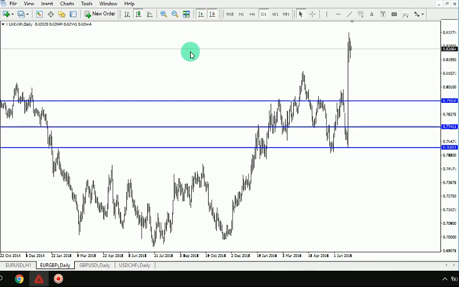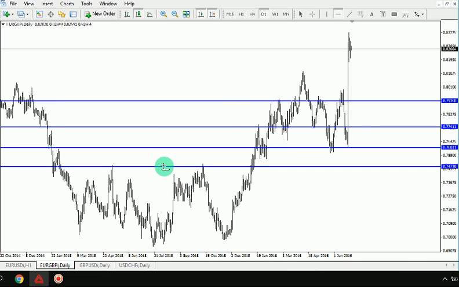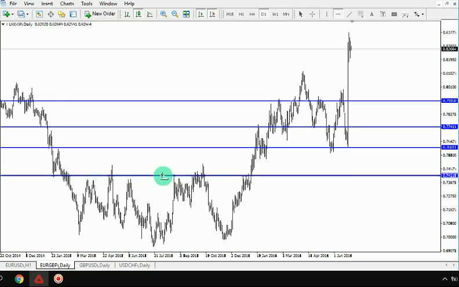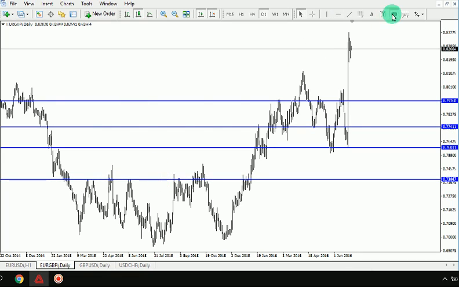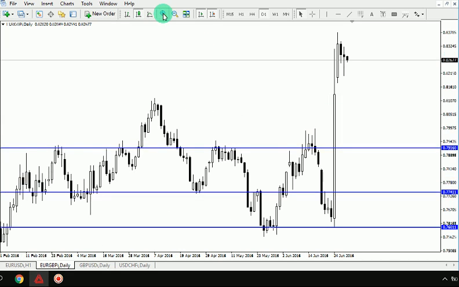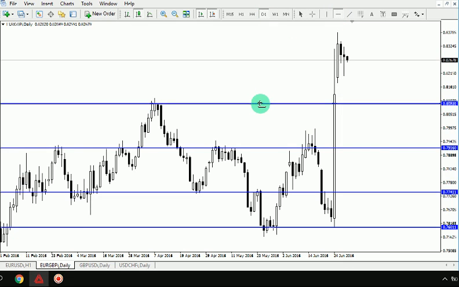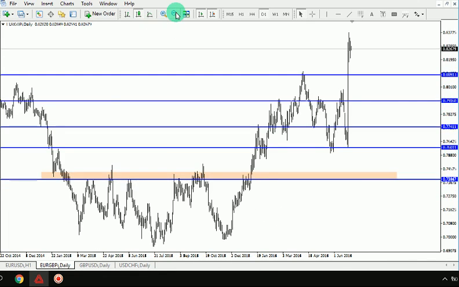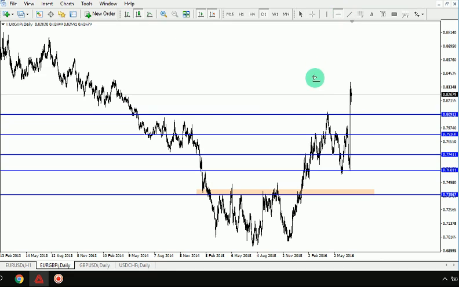Okay, and let's see. This area here, you can just bundle them and place a big horizontal box, just for you to be aware that this zone played major resistance back then. Now it might play major support. All right, so this up here you can just mark, and then there's the Brexit candle, as we call it. You can just mark that as well.